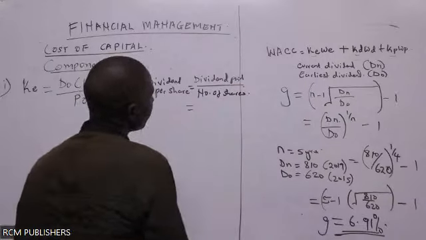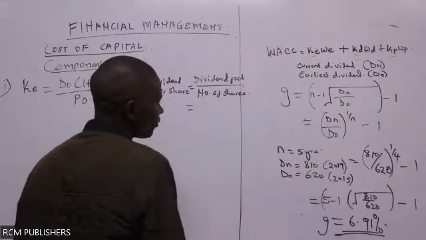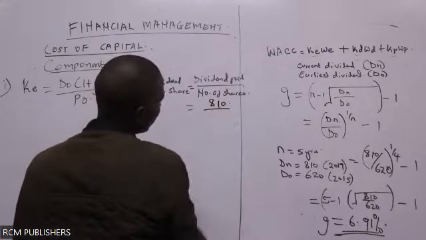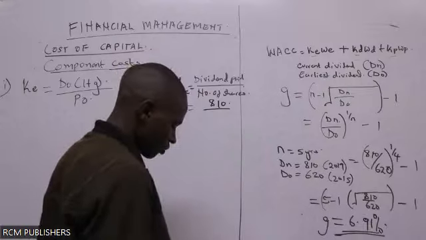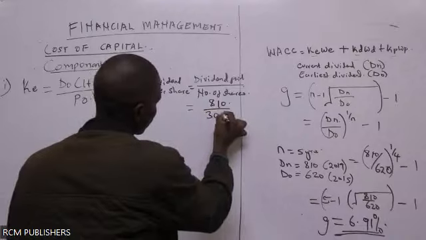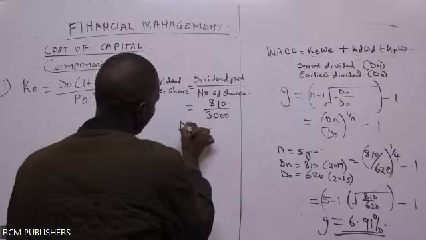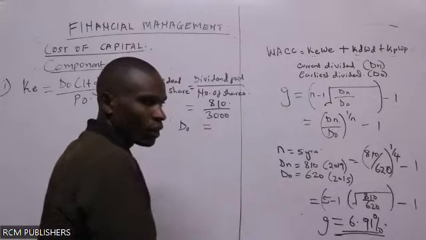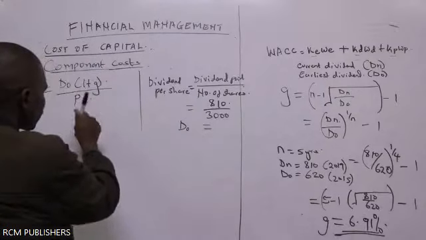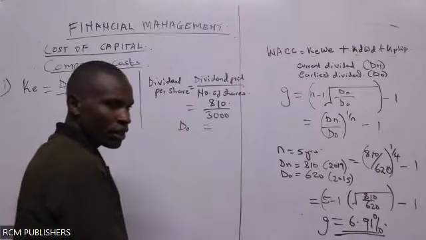Therefore, this will be 810 divided by 300. Is that right? 810 divided by, is it 300 or 3,000? 3,000. Of course, the 0 eliminated. So give me my D0. This will be my dividend per share, so that I'm able now to compute this, because I did not have it. It gives 0.27.